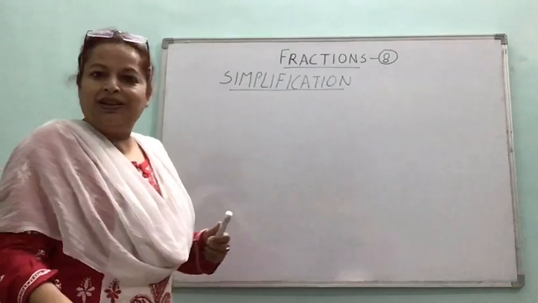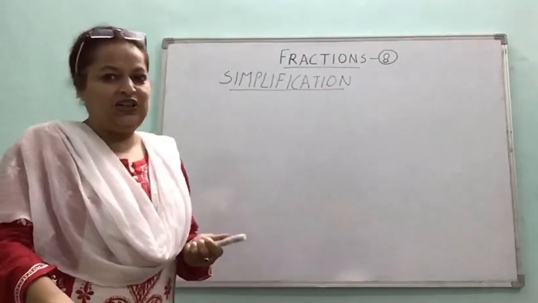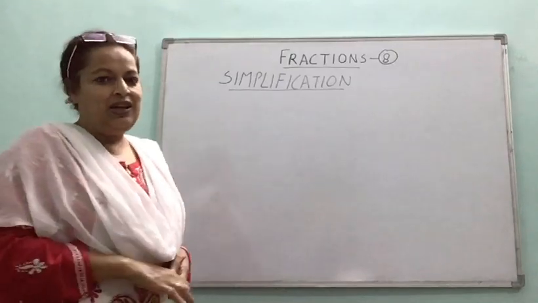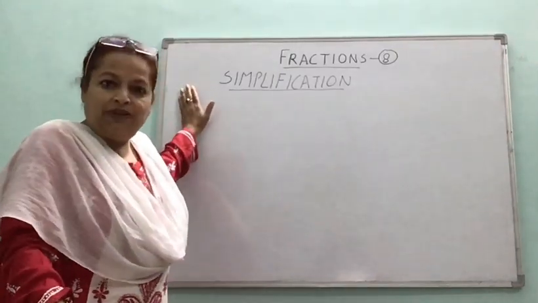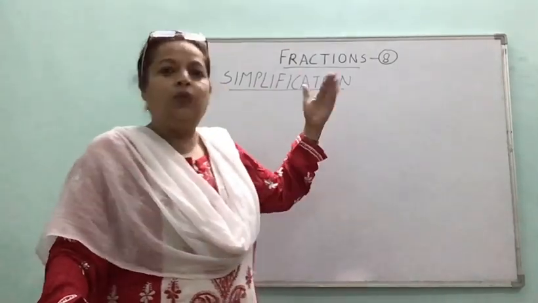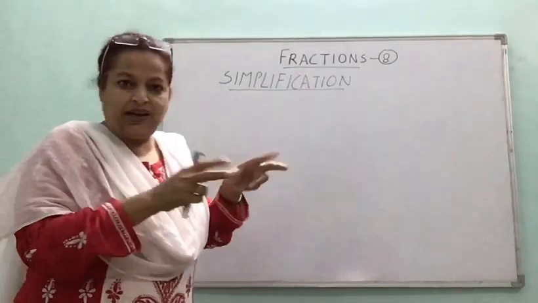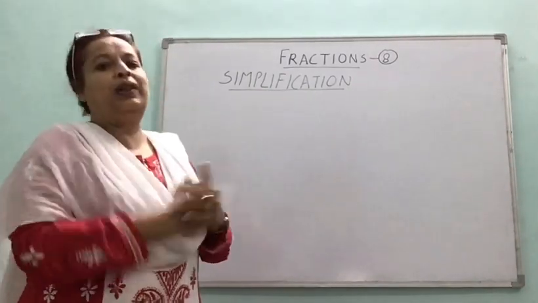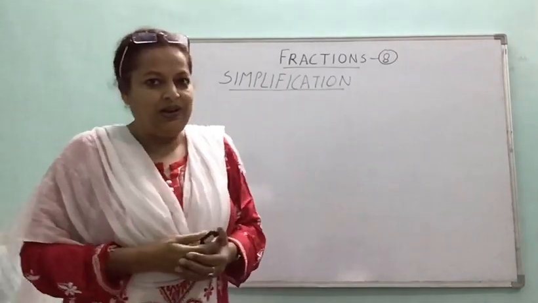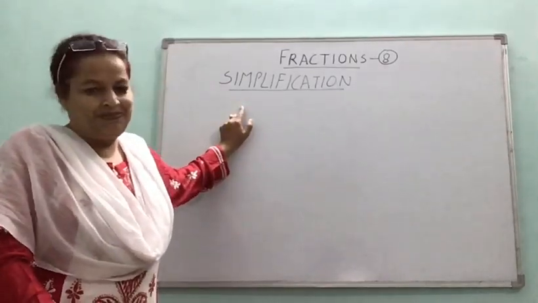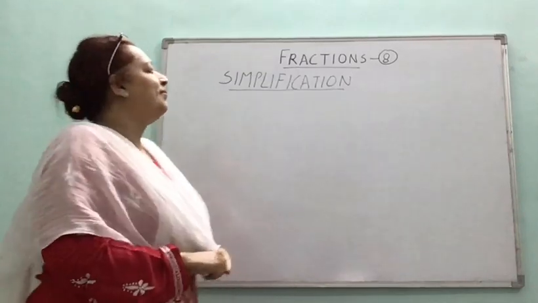Now, after doing the operations, that is addition, subtraction, multiplication and division of fractions, we will simplify a given expression where there is more than one operation. That means you may have to add, subtract, or multiply fractions all together. In which order it should be done, that is what we will cover today in this video.